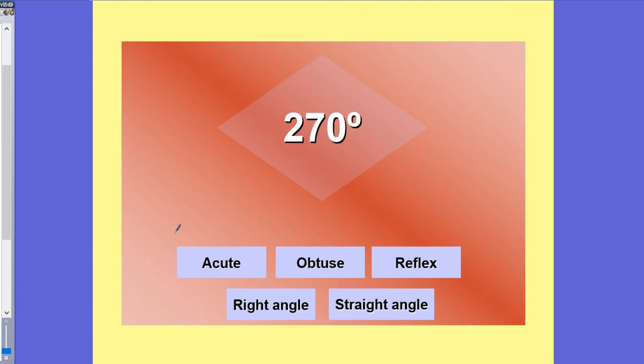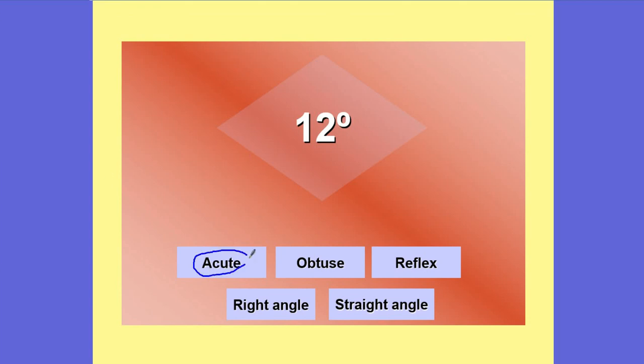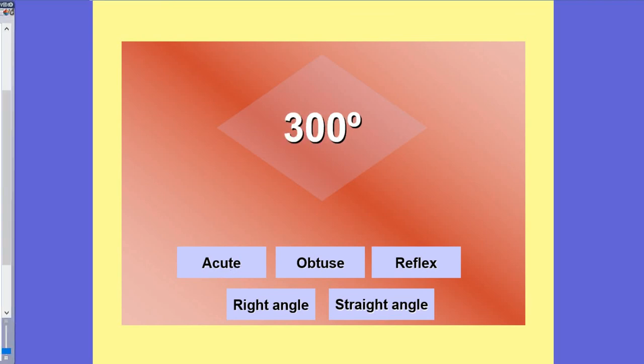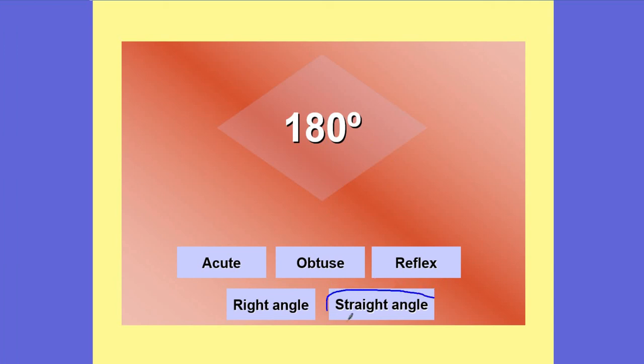How about now? 270 degrees is over 180, so that's going to be a reflex angle. How about now? 12 is less than 90, so we're looking at an acute angle. How about now? 300 is over 180, so that's a reflex angle. How about now? 180 degrees just means a straight line, so we call that a straight angle.